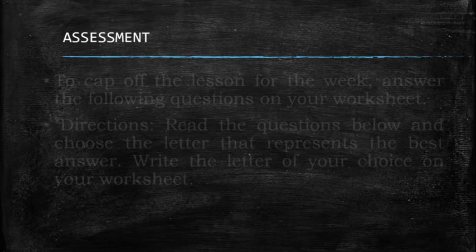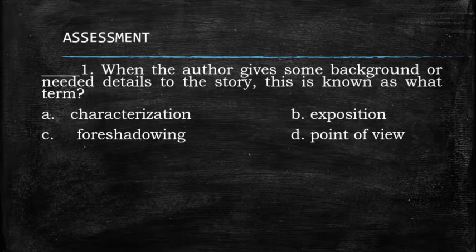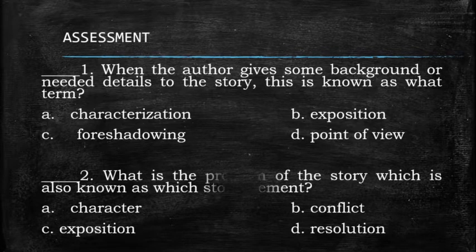First, when the author gives some background or needed details to the story, this is known as what term? A, characterization, B, exposition, C, foreshadowing, or D, point of view. Second question, what is the problem of the story, which is also known as which story element? A, character, B, conflict, C, exposition, D, resolution.